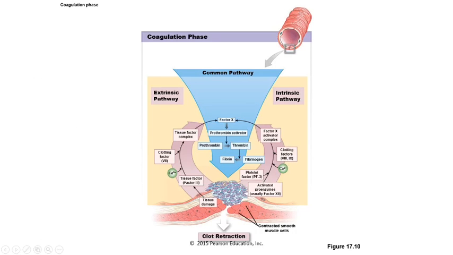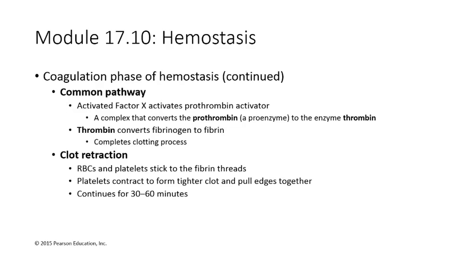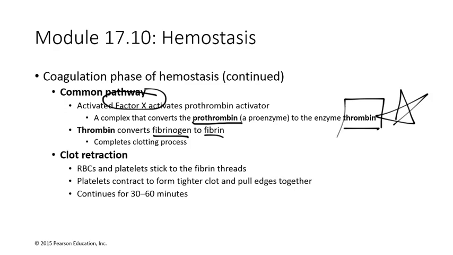So the common pathway begins with factor 10, I should say, and that is going to convert prothrombin into thrombin. And thrombin is the molecule that is going to convert fibrinogen into fibrin. So we need to have that fibrinogen to fibrin conversion with the help of thrombin for this whole thing to happen. Now, once you have stopped the blood, right, we don't want that blood clot to be there forever.